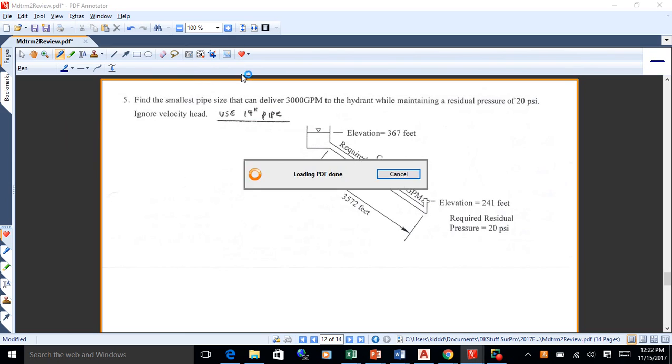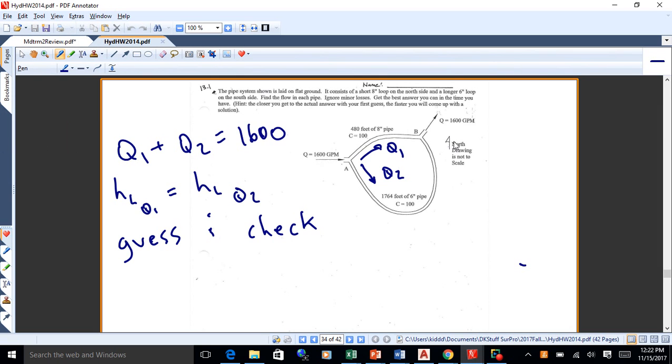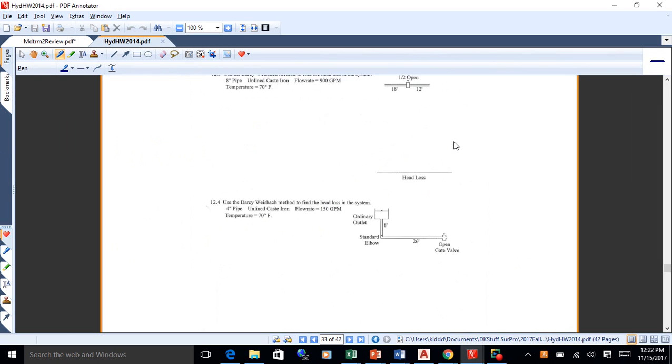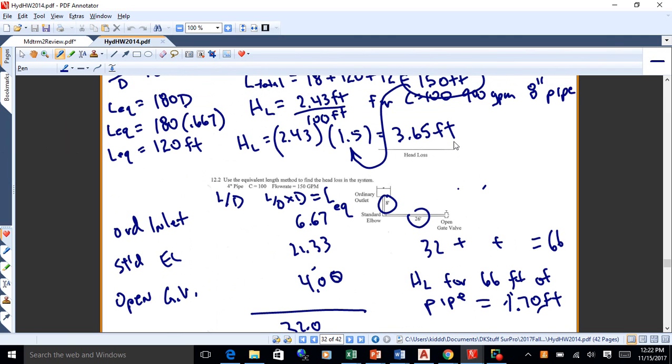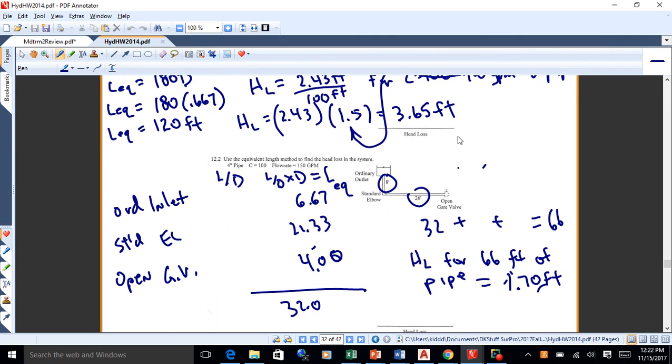Let's see. Do you guys want to look at that homework that you were going to turn in, but you didn't? I mean, here's that first one, 12.2. You want to find the L over D values.